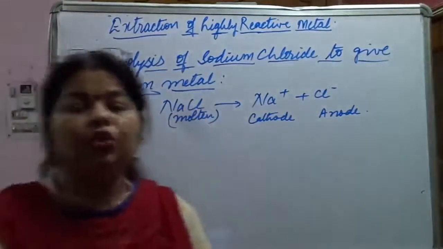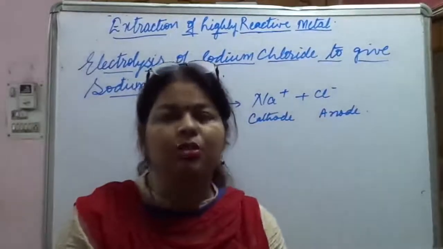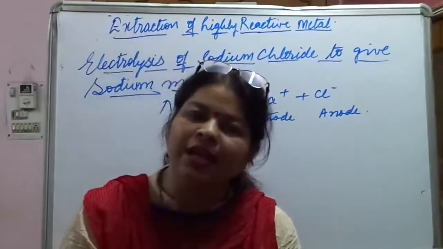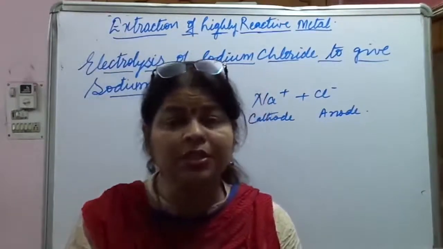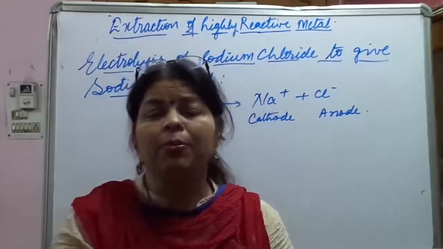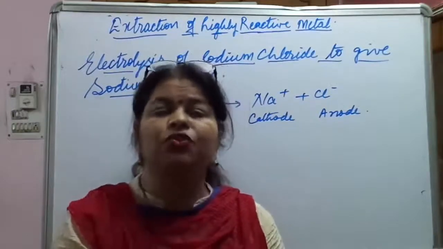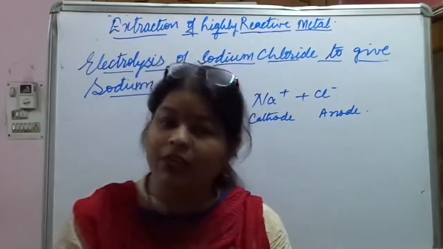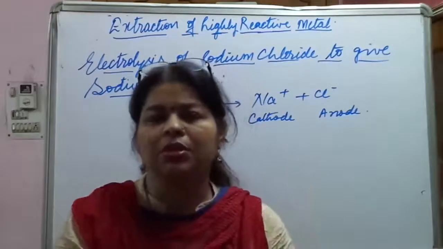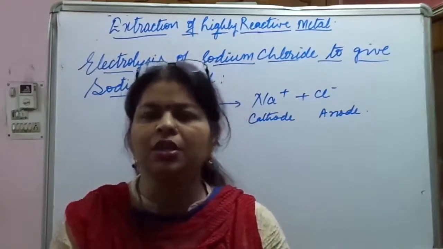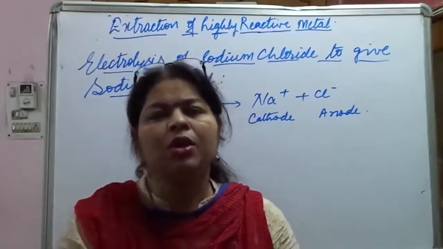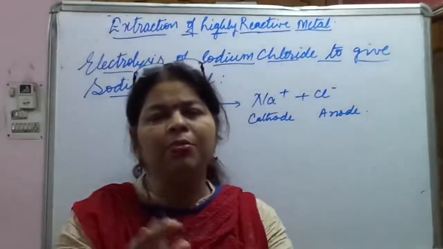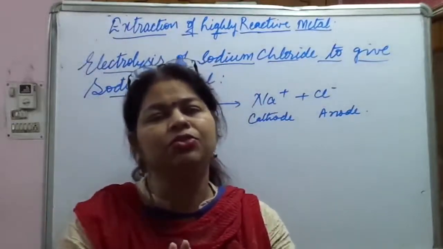Now during the electrolysis of molten sodium chloride, what is going to happen? Sodium ions move towards the negative electrode, the cathode. They accept electrons from the cathode and get reduced. What is reduction? Gaining of electrons, as we have learned in the first chapter. Reduction is gaining of electrons, oxidation is losing of electrons. So when sodium ion reaches the cathode, it takes an electron from there and is reduced to sodium metal.